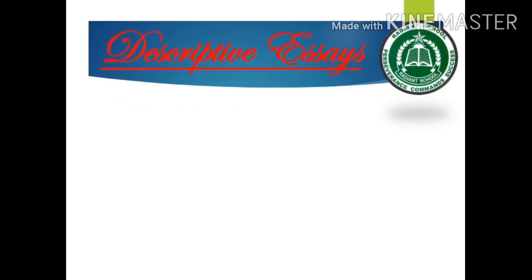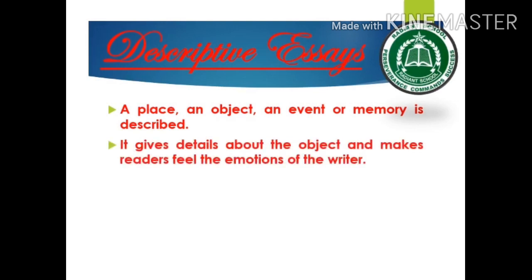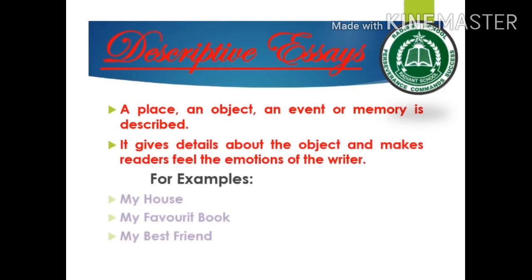The second type is descriptive essays. In descriptive essays, a place, an object, an event, or memory is described in words. It gives details about the object and makes the reader feel the emotions of the writer. For example, my house, my favorite book, my best friend.